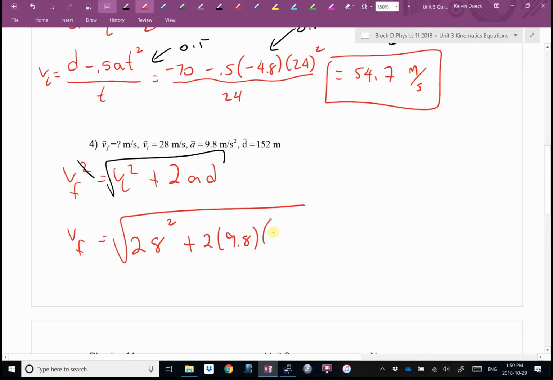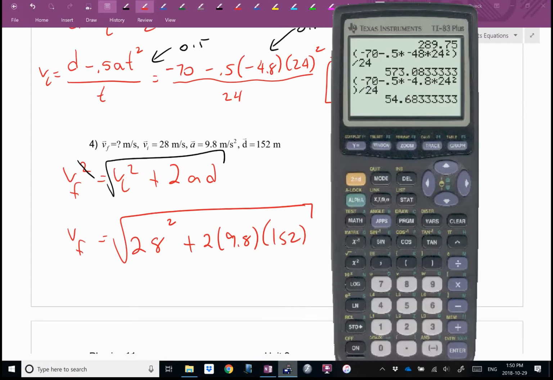9.8, 152, 28. Oh, here's how I type these. Now, again, some of you on your nicer calculators, when you hit square root, it does kind of an indented smaller, and it extends the square root bar. And you can probably do this in one step.